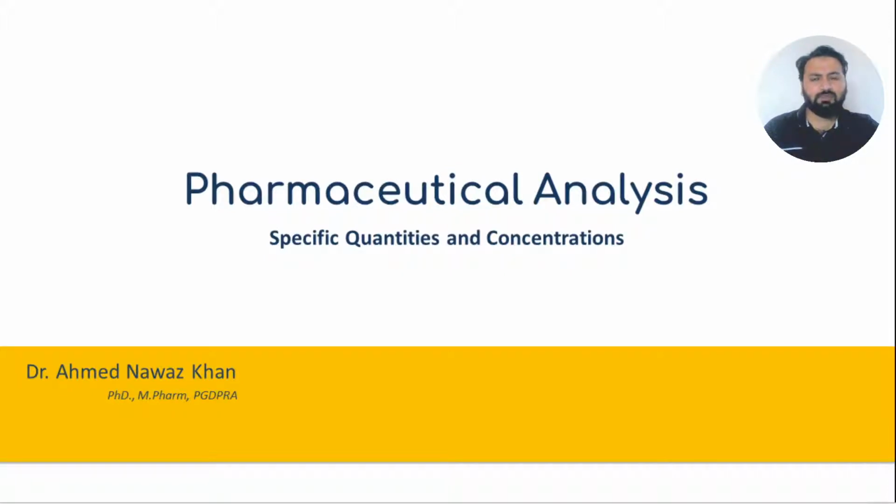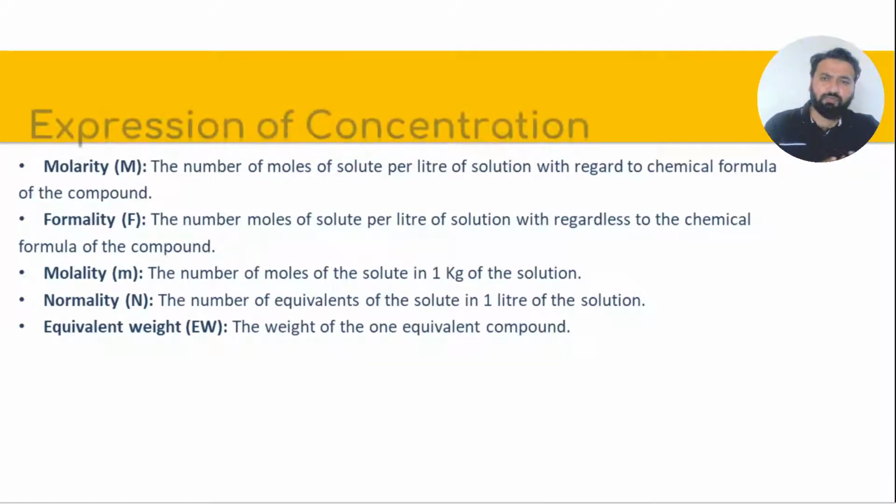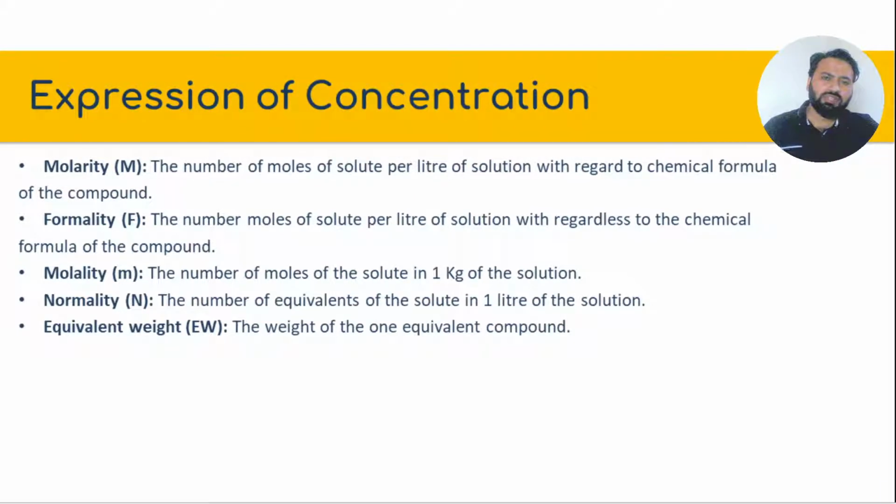Another very important parameter we discussed, to measure very low concentration, is parts per million and parts per billion. Now moving to the next expression of the concentration, just look at some of these expressions which are used for the concentration other than the parts per billion, or the percentage weight.